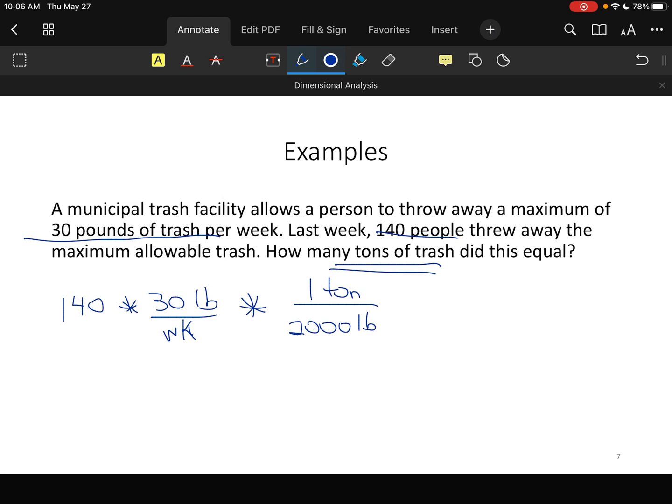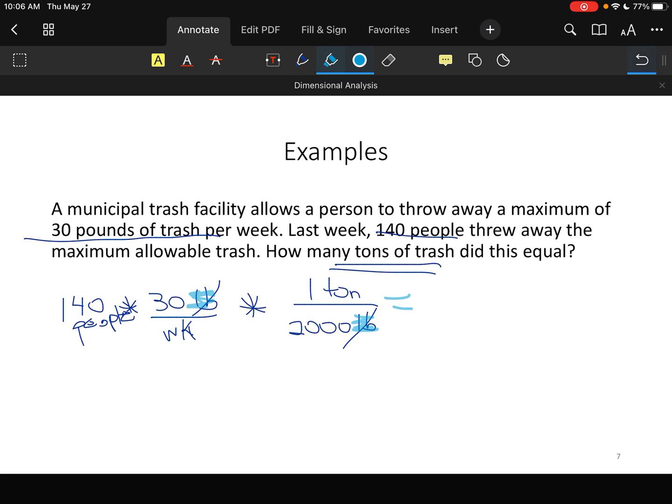All right. Now, again, and this was 140 people. Okay, no worries. We don't have to cancel out the people, okay? But we need to cancel out these units. Pounds will cancel. All right. So now you take your calculator, and remember, all you have to do is take that 140 times the 30, and you're going to divide it by 2,000. Okay. And you're going to end up with a decimal answer, which is perfectly acceptable.